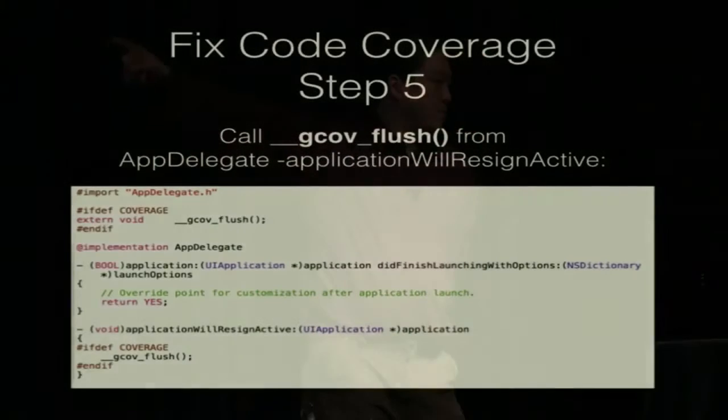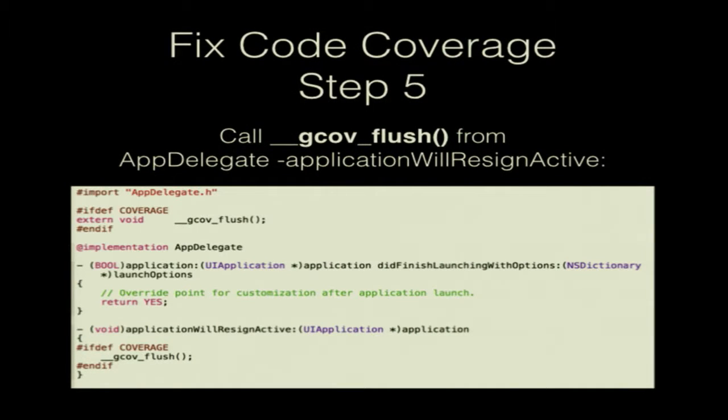So this is how I modify the app delegate to call gcov_flush, right? At the top there, I have the external declaration to gcov_flush, and in applicationWillResignActive, I just call it. It's important to call this in your application and not your test code, right? If you call this in your test code, you're just going to create GCDA files for your test code, and you're going to see the coverage report for your tests. You don't want to see the coverage report for your tests. You want to see the coverage report for your application, right?